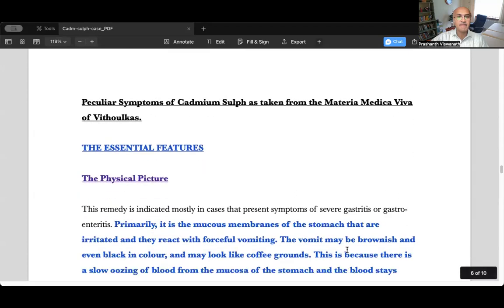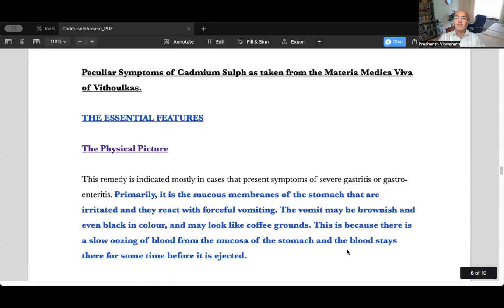So what do we learn from this case? That we can come to a remedy through keynotes, and not just keynotes, by understanding the relationship of the keynotes and other characteristic symptoms present in the case to each other. And what better way to do this than the cycles and segments analysis that I presented to you just now.